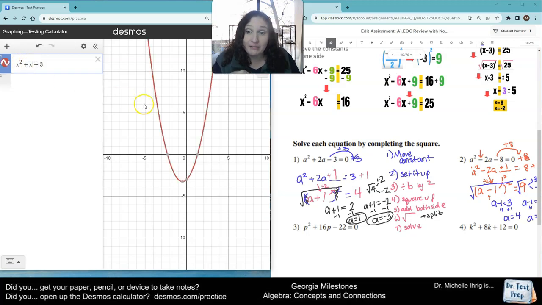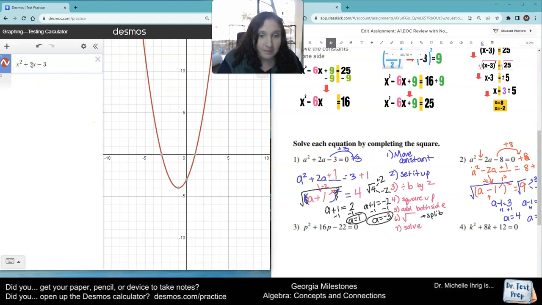And then we get our graph. These points are our answers. Oops, it would have helped if I wrote the correct problem. There we go. These points are our answers. -3, +1, -3, +1. It works.